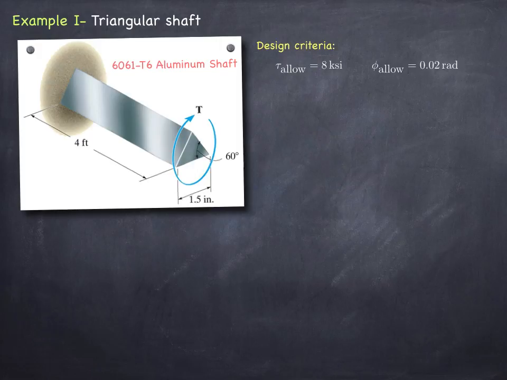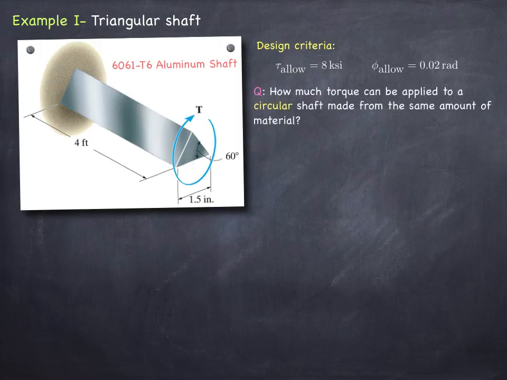Let us now assume that we have the same amount of material and we want to make a circular shaft out of it, and then we want to find out what that circular shaft can take as torque, given the same exact design criteria that we have applied to the triangular one. So if we're keeping the lengths constant, then the area of the circular cross-section must be equal to the area of that triangle. From this we can compute the radius of the equivalent circle, and that's 0.557 inches.